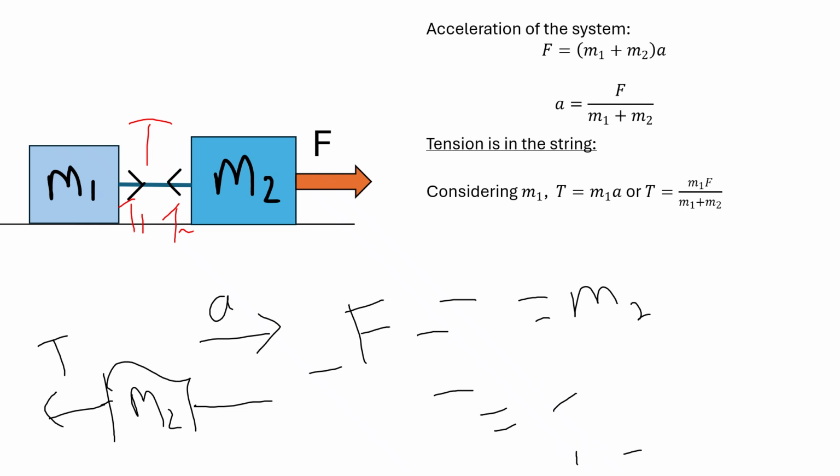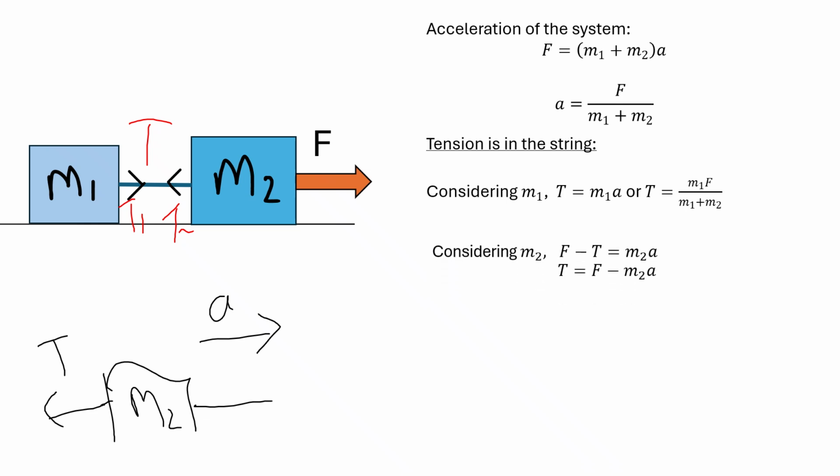So based on this, we can always find the tension in the string and the acceleration in this case. Where the force is attached is our M2, right? And the other side is the M1. So always the tension can be given by the other mass, where the force is not applied, times the acceleration. Or if you want to use the mass to where the force is applied, then it will be the force that is applied minus M2A.